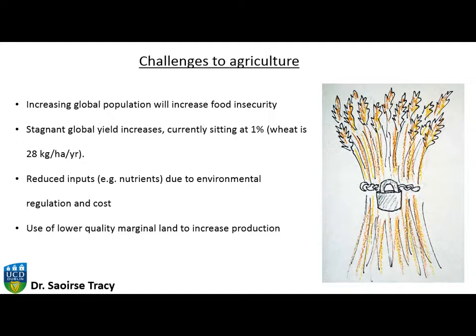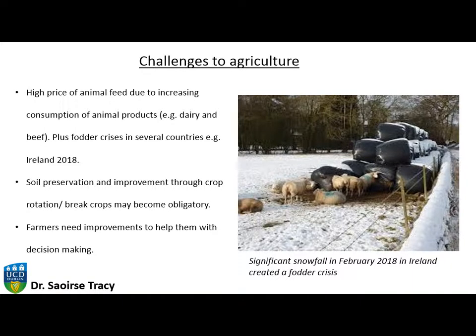Just some global challenges to agriculture we're facing. We're seeing that crop yields are stagnant. The current increase in wheat yield is only 1%, which is about 28 kilograms per hectare per year. We're facing a future where we're going to have to input less nitrogen and less water irrigation. We're seeing increases in environmental regulation in terms of when we can apply fertilizers and what plant protection chemicals we can use. And the land that we are expanding onto, if any, is very marginal, so how productive this land is going to be is questionable. So these are some of the global challenges we're facing.